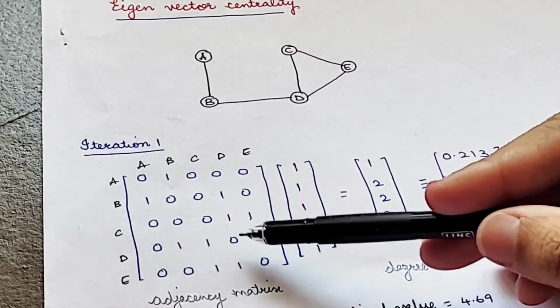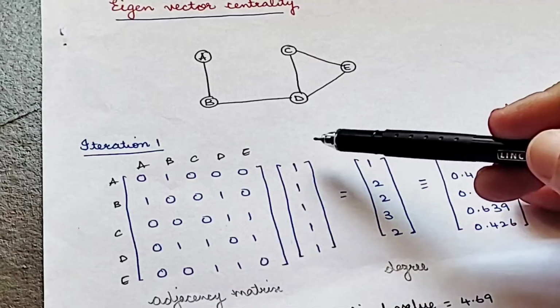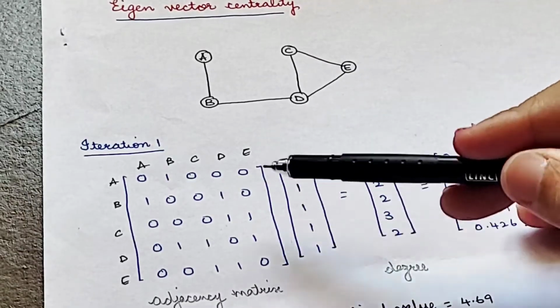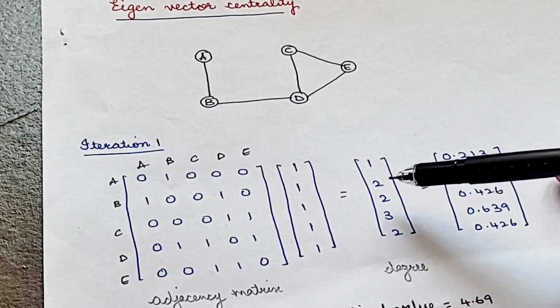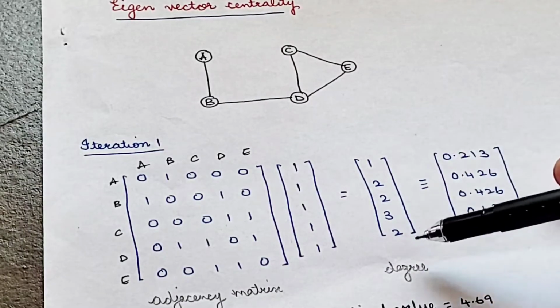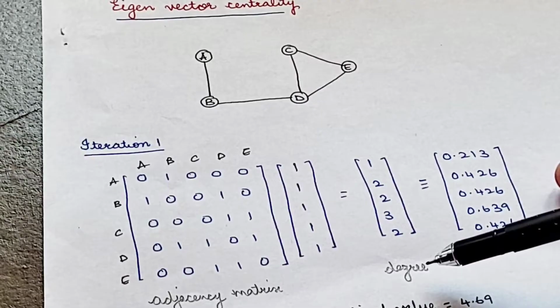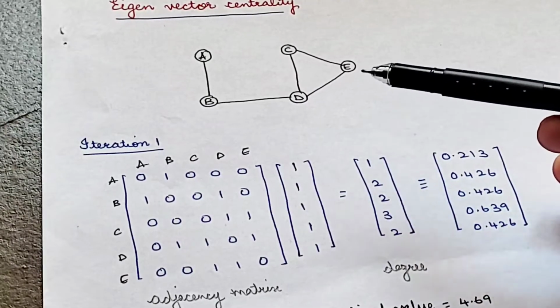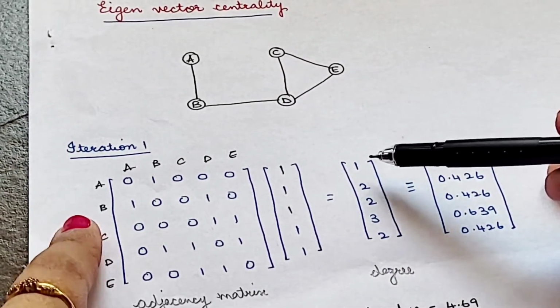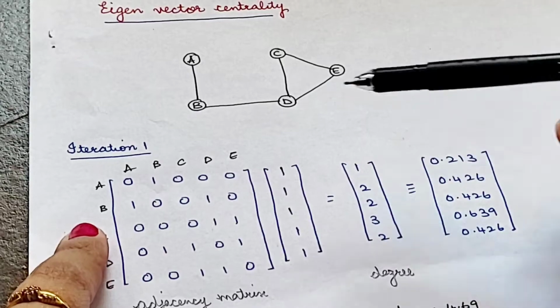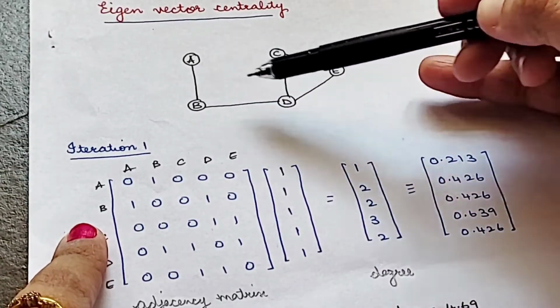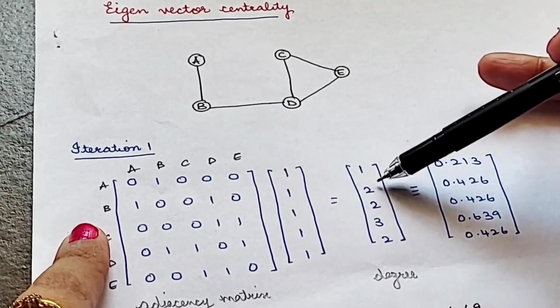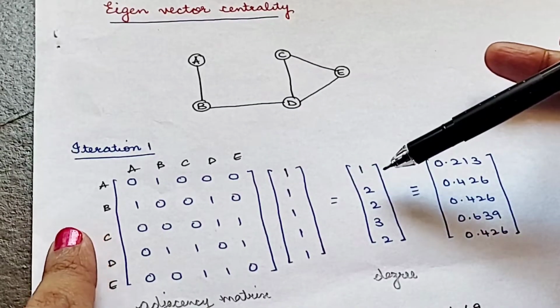Then multiply this adjacency matrix by a unity matrix. After matrix multiplication, we get these values. In short, for the first iteration, all these values are nothing but the degree of your graph. For node A, we have degree 1. For node B, we have degree 2, so we have one edge passing to A, one edge passing to D. So we have a degree of B as 2.